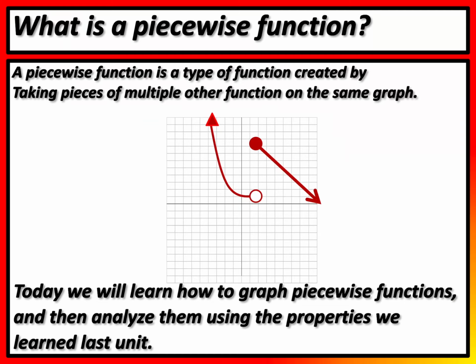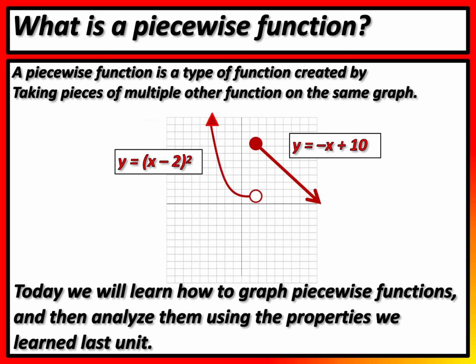Okay, so we know that a piecewise function is created by taking pieces of multiple other functions and putting them onto the same graph. So we see that we have part of a quadratic and part of a linear here that are used to create one function. We're going to learn how to analyze them today using the properties from last unit.